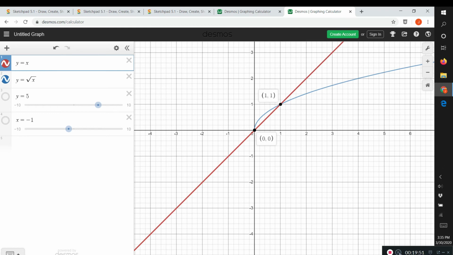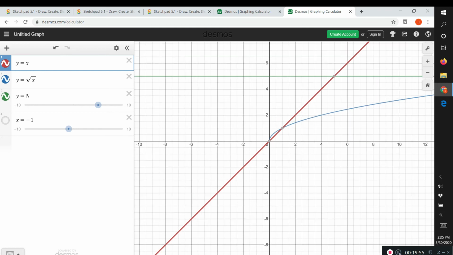So if we're going to rotate around the line y equals 5, I'm going to have to zoom out a little bit. Y equals 5 is way up there. So we're going to have this very thin sliver rotated at a very large distance. So the drawings I do are probably not going to be to scale.